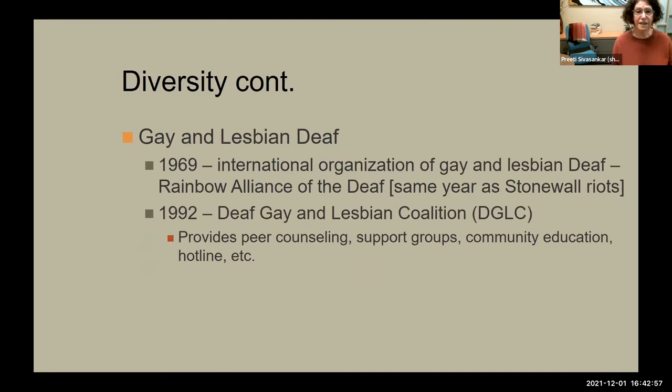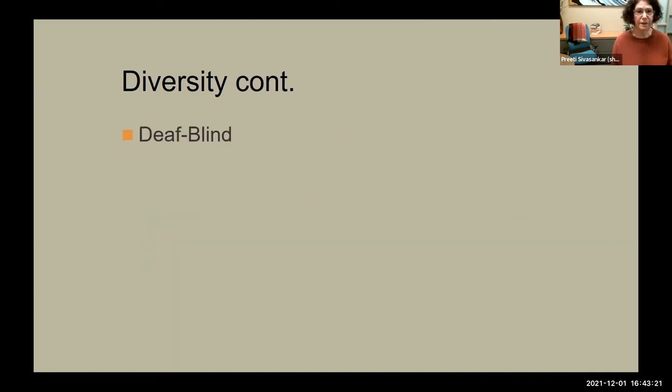Since 1969, there's been an international organization of gay and lesbian deaf, the Rainbow Alliance of the Deaf. And I note that this is quite a bit earlier than the other organizations. 1969 was the same year as the Stonewall riots. 1992 saw the start of the Deaf, Gay, and Lesbian Coalition, providing peer counseling, support groups, community education, a hotline, and so on. Then there's deafblind.